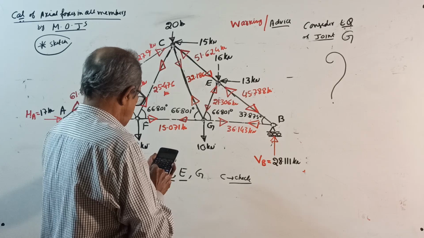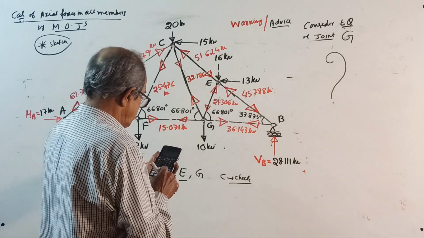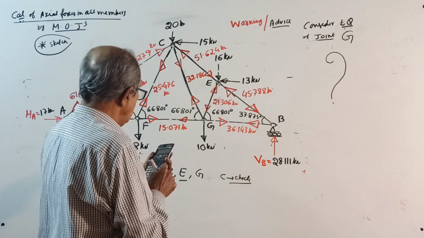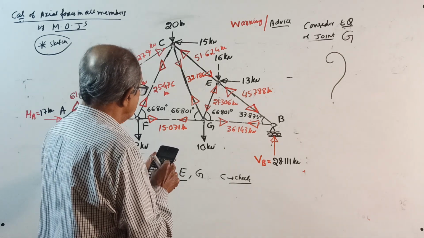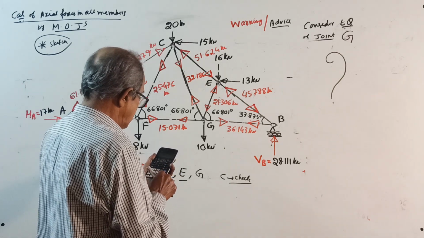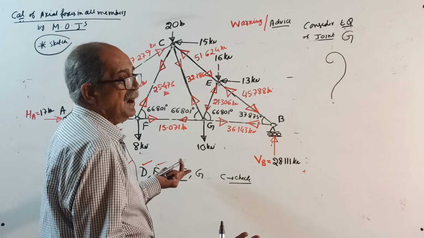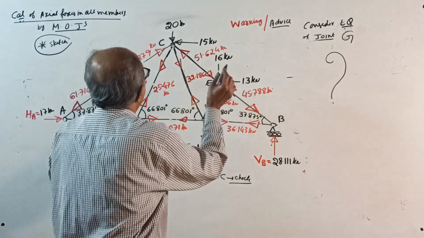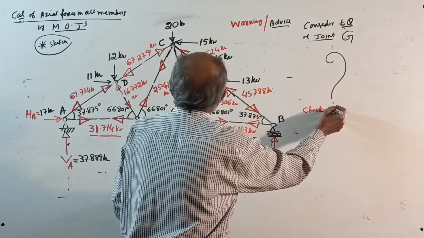If you do sigma H equals 0, I'll check the answer. How much will you get? Minus 15.071 plus 36.143 minus 21.306 into cos 66.801, divided by cos 66.801, is 32.186. Over. Perfectly over. Lastly, you apply the check at the point C.